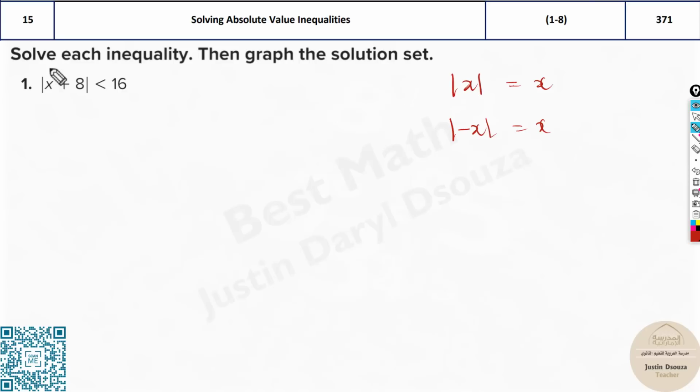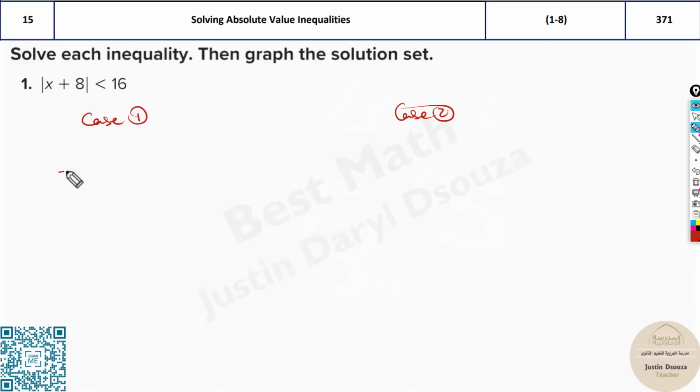So there are two cases inside this. It either can be positive or negative. The answer will be positive itself. So there will be two cases, case 1 and case 2. One thing, this x can be positive or negative.